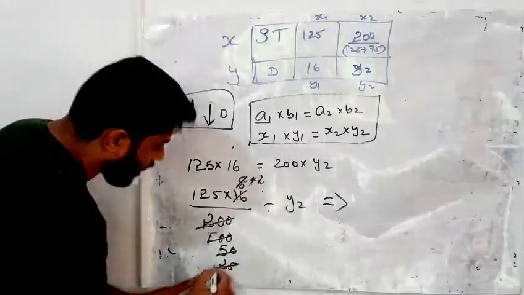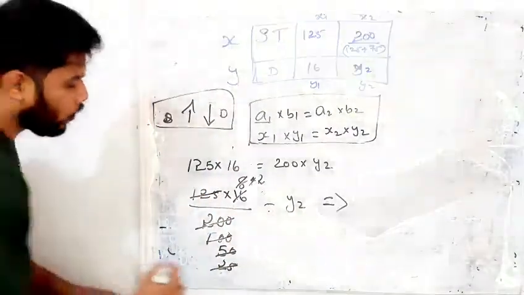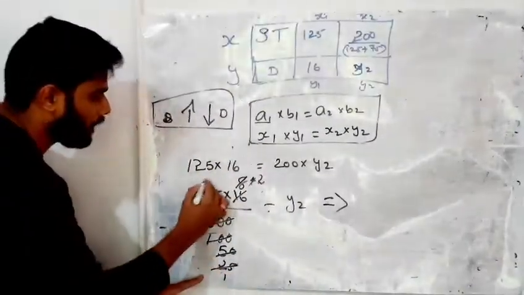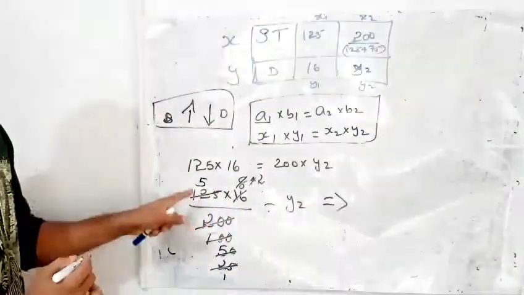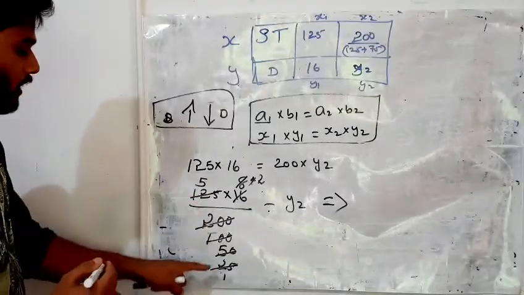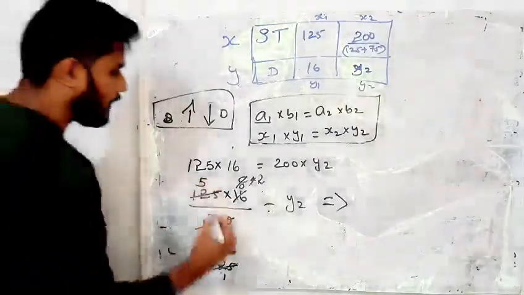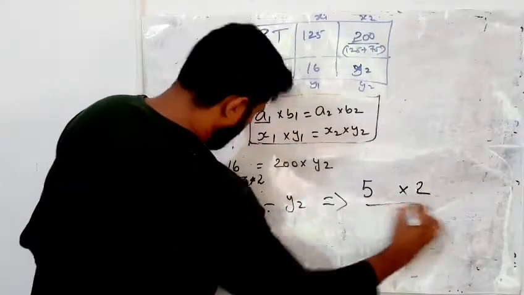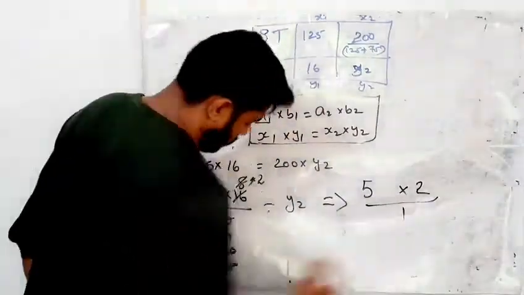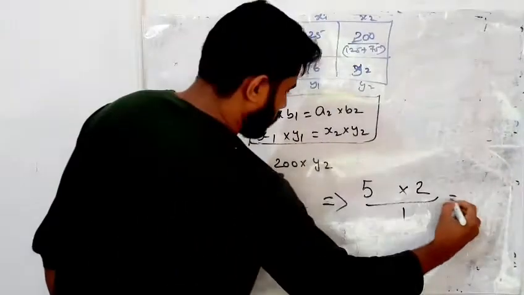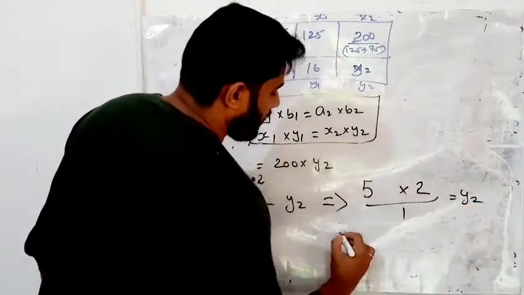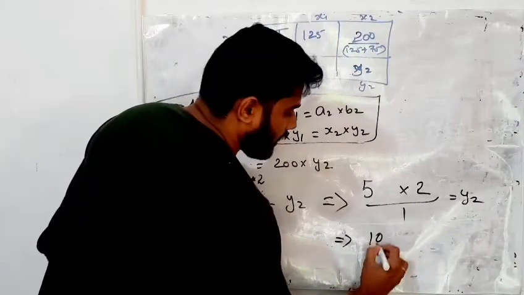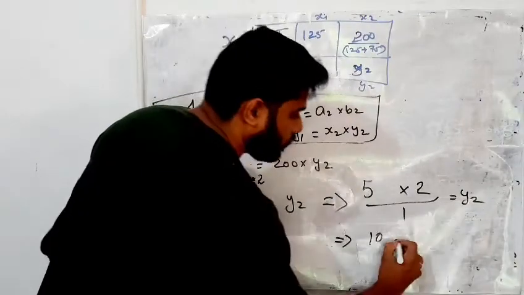Now this 25 and 125 I am going to cut. 25 fives are 125. So the remaining thing here is 5 into 2 by 1, and then 1, which is equal to y2. 5 into 2 is 10. 10 by 1 is 10, which is equal to y2.